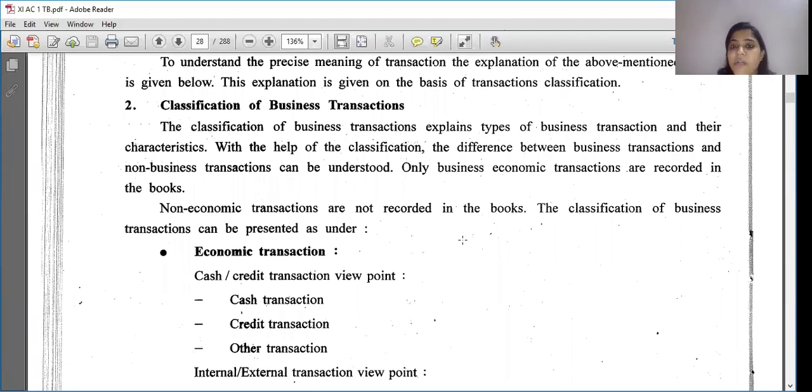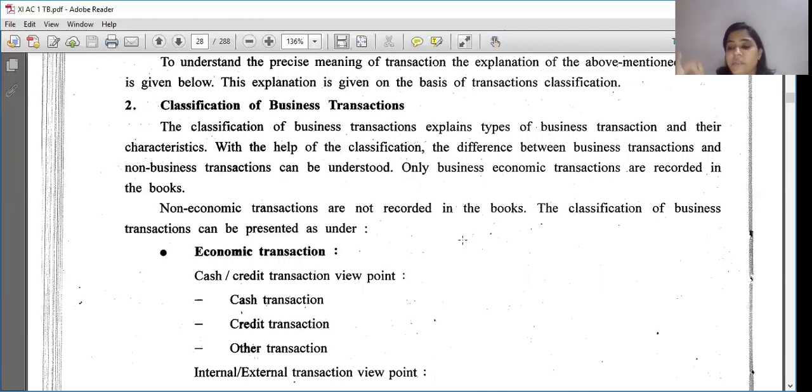Non-economic transactions are those transactions that do not have money in them. Take an example, I'm giving an example of an order of goods of rupees 10,000 received from A. So this is my sales related, but I had just received an order. I had not sold those goods, right? So that is non-economic. Just receiving an order is not an economic transaction.